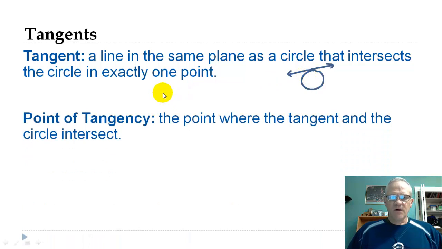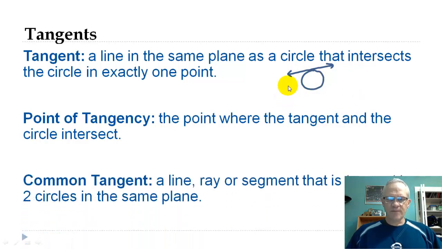Okay, so next is a point of tangency. If we're talking about the point of tangency, that's this one point right here where they intersect. So this right here is the point of tangency, where the line touches the circle.